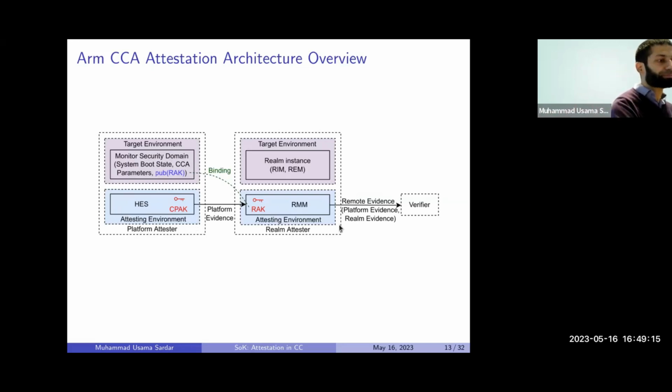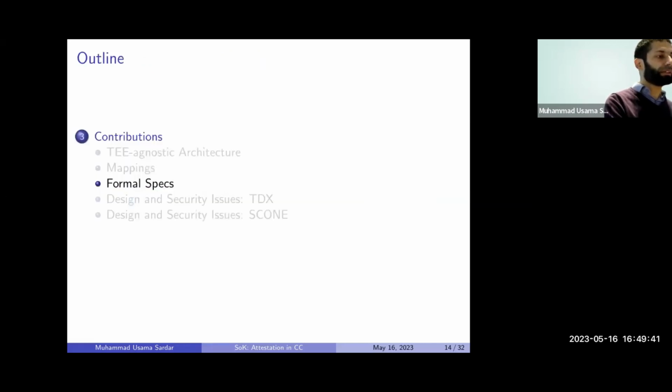So it's very clear which entity takes on a specific role from that RATS architecture, which I just described. And at the end, as I said, there's this remote evidence versus local evidence, which distinguishes whether we are talking about remote attestation or local attestation. And this goes to the verifier. So that's the idea of how we describe the mappings. For ARM, it's a bit easy. For Intel, it's a bit more complicated. If you have any questions until now, feel free to ask. Otherwise, I can talk about the formal specs next.